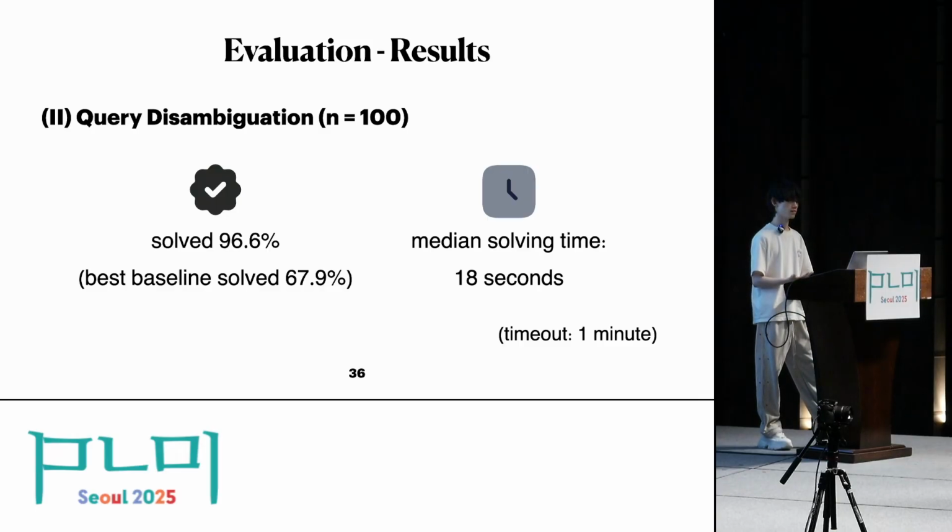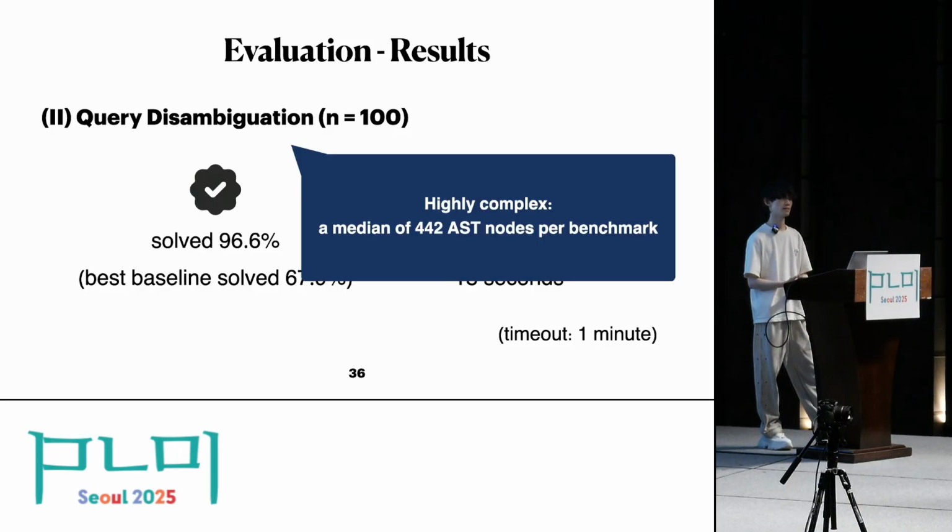For the query disambiguation task with 100 queries per benchmark, Polygon solved about 97% of the benchmarks within 1 minute. And the median solving time was about 18 seconds, whereas the best baseline solved only about 68% of them. It's also worth noting that these benchmarks were highly complex, with a median of more than 400 AST nodes per benchmark. So this highlights the capability of Polygon of solving very hard tasks efficiently.